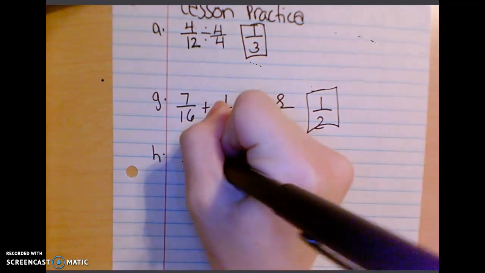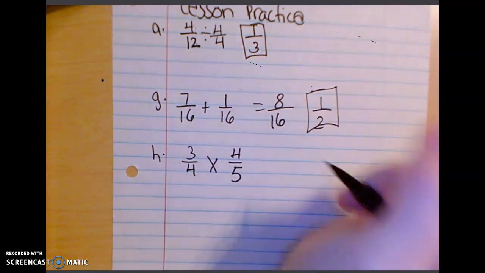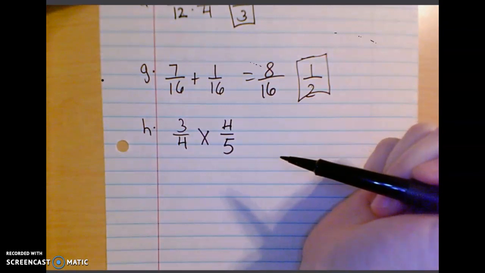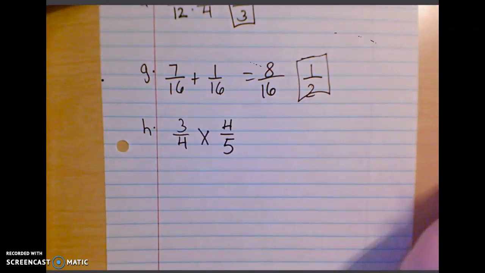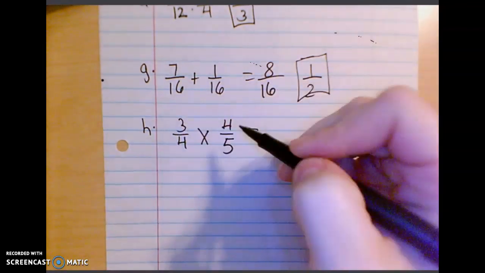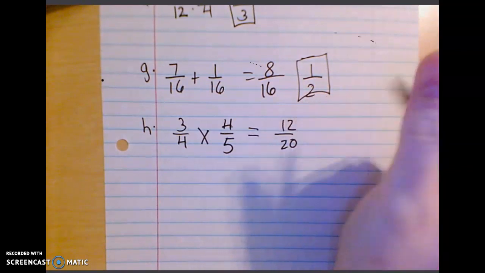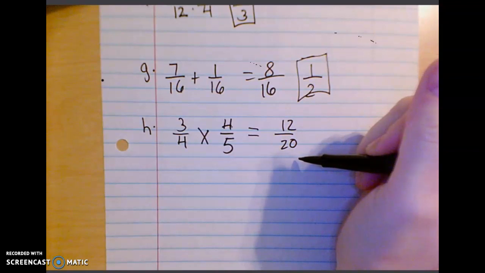Look at H. 3/4 times 4/5. When you are multiplying fractions, do your denominators have to be the same? No. Pause. Work this one, please. Okay. 3 times 4 is 12. 4 times 5 is 20. What is a number that can go into both 12 and 20?